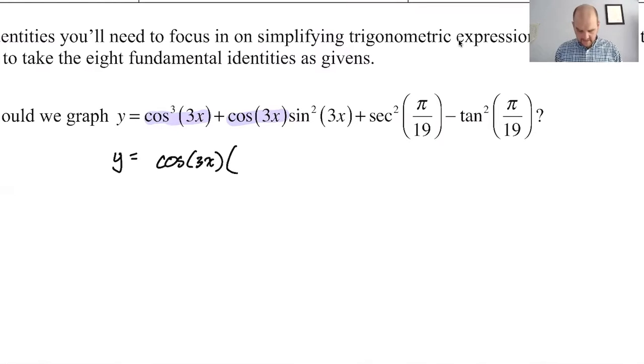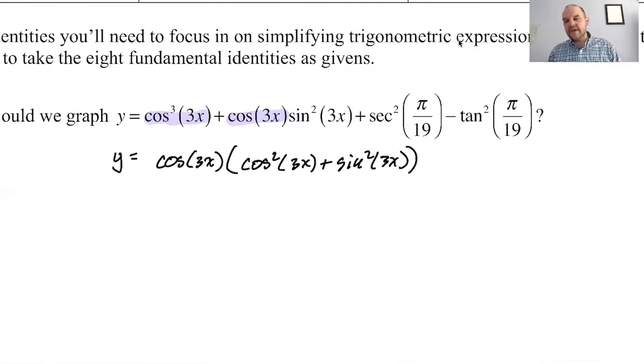Now, after that, what's left? Cosine squared of 3x. So this only works because of the 3 x's. Sine squared of 3x. So that, you will find, is the best thing that can happen. The reason this is the best thing that can happen is that this cosine squared plus sine squared of the same thing, that's 1. So that whole thing there is actually just cosine of 3x.